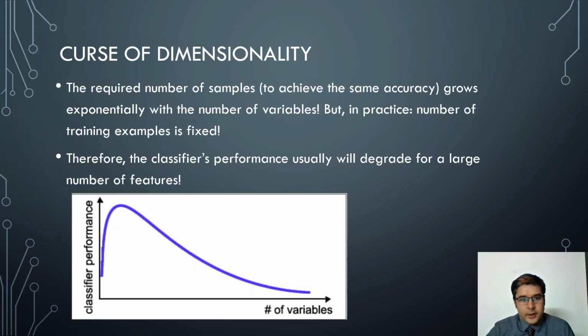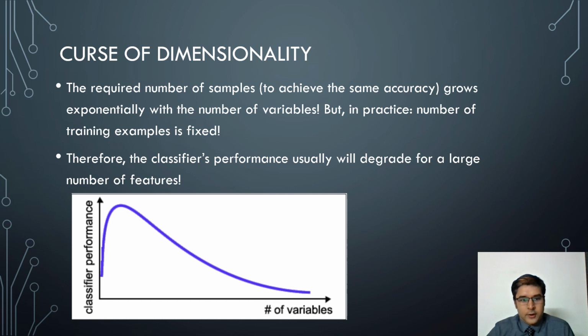Curse of dimensionality. The required number of samples to achieve the same accuracy grows exponentially with the number of variables. But in practice, the number of training examples is fixed. So we have a fixed set of data, but the required number of samples grows exponentially with the number of variables. So the more variables we have, the more data we require to achieve the same accuracy, but the data is fixed. This is the curse of dimensionality.